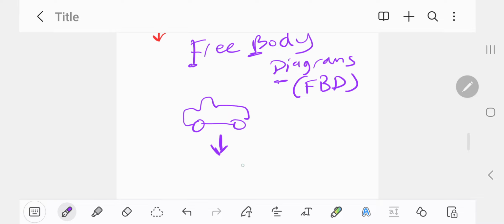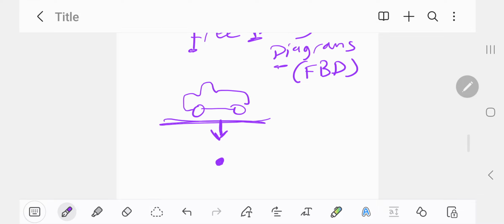We usually represent the car with a dot. That dot there is free of any bodies in this next diagram. That's why it's called a free body diagram. There's no bodies here, just a dot. And suppose I want to draw the forces acting on it. It's just sitting there on the road.